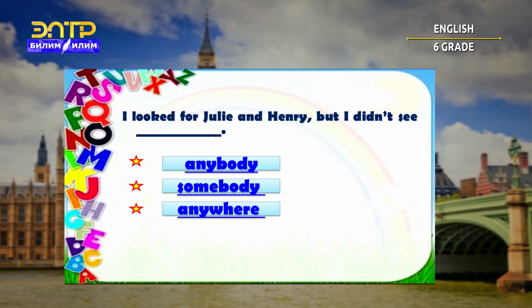Yes, bingo. What about this sentence? I looked for Julie and Henry, but I didn't see anybody, somebody, anywhere. Here we talk about Julie and Henry, and they are people. And the sentence is negative: I didn't see. So I think the correct answer is anybody. Listen to my sentence: I looked for Julie and Henry, but I didn't see anybody. Let's check.